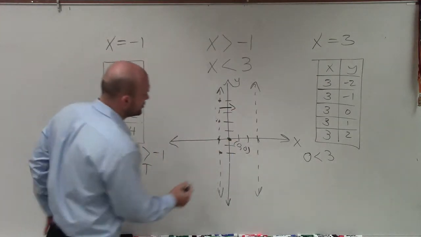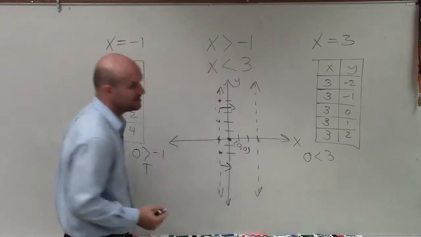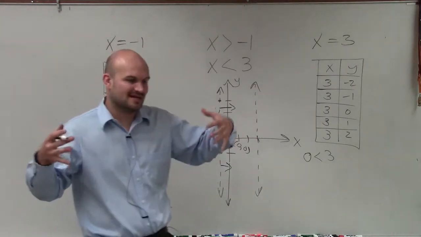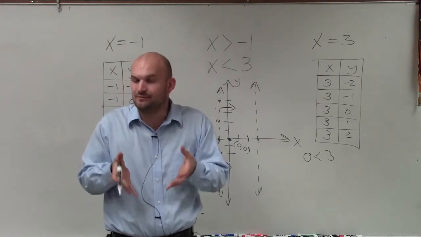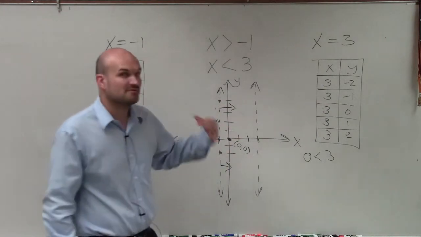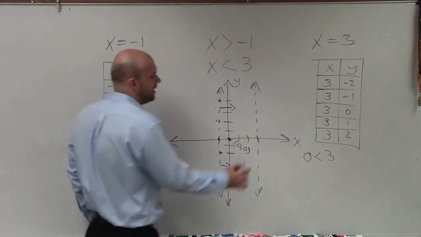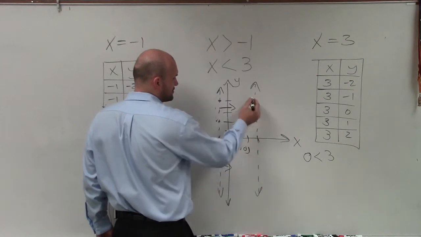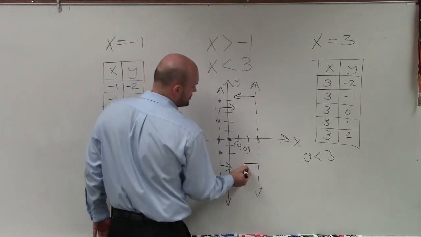Now, I always like to draw arrows when doing inequalities, because if I just start shading, a lot of times we're looking at where they're intersecting. So we want to make sure that we write the arrows before we actually get to the shading. In this case, 0 is less than 3. That's true for this boundary line. So therefore, I'm going to shade to the left.